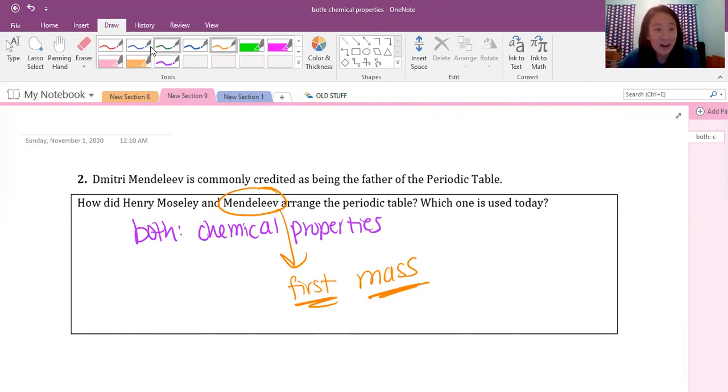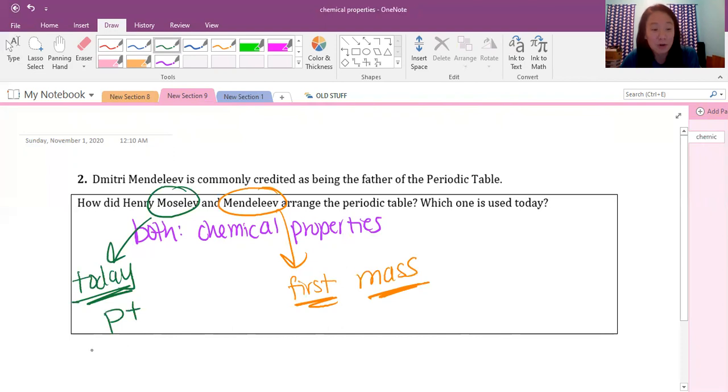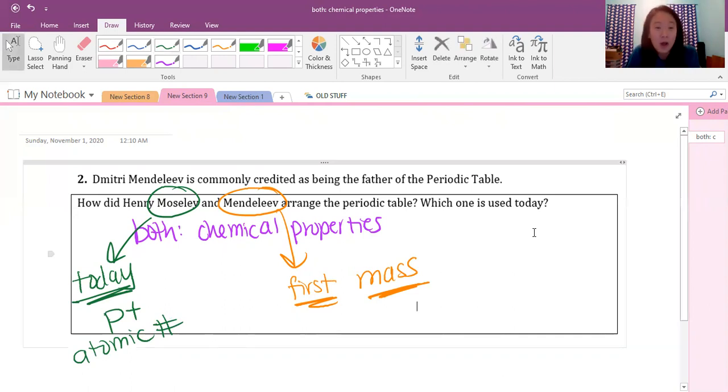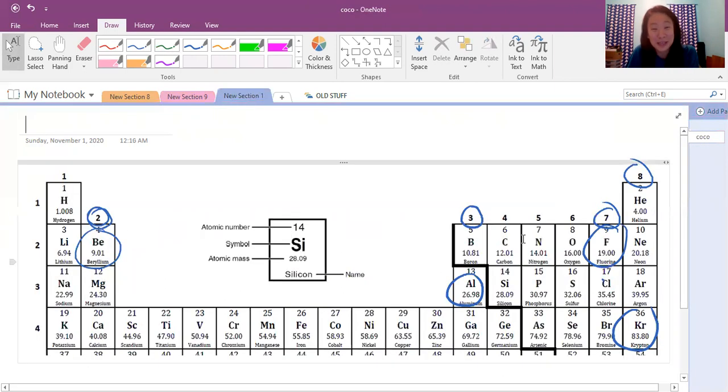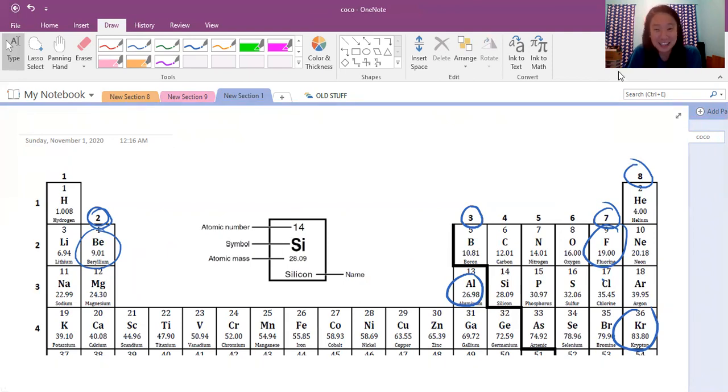Okay, then later on, you have Moseley. This is what we use today. He updated it because we discovered protons. Remember, protons is the atomic number. So when protons were discovered, Moseley was like, oh, this is the actual better way to organize the periodic table, which is why the periodic table is in order by the number of protons. So make sure you don't mix up those names. Mendeleev was first, the Russian guy, the creepy Russian guy, remember? And then Moseley, right? The English guy later.